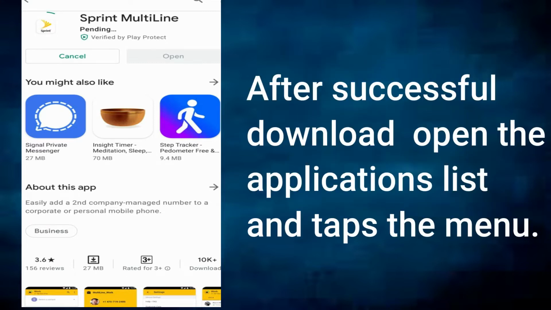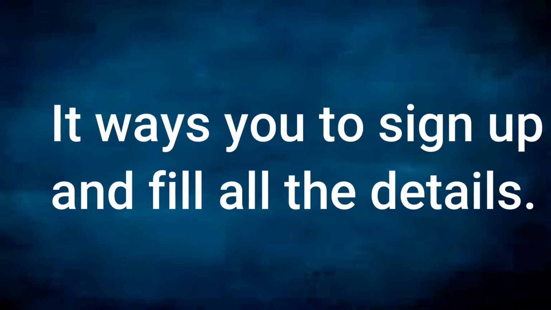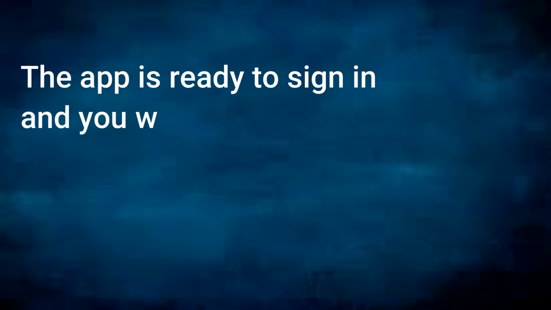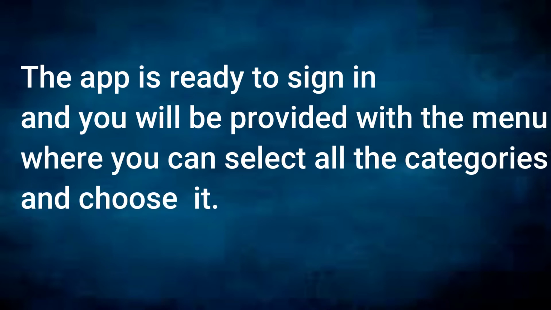Third, after a successful download, open the application list and tap the menu. Fourth, it waits for you to sign up and fill in all the details. Fifth, fill in the details it asks regarding the Sprint and all other accounts you have. Sixth, the app is ready to sign in and you will be provided with the menu where you can select all the categories and choose it.